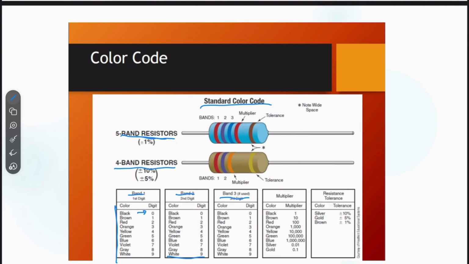We have a third band. If we use it or not, it adds another digit. So this is a multiplier. Black is 1, brown is 10, red is 100, orange is 1000, yellow is 10,000. So we just add one more 0 at the back each time. So this is the tolerance. We could have silver, gold, or brown.